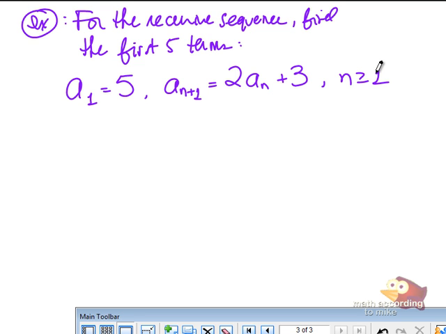All right, so what this is saying is we know the first term, A sub 1, is 5. They want us to find the first 5 terms. We just need to find the next 4 because we already got the first one. Again, we've got a function going on here. So what comes after A sub 1? A sub 2.